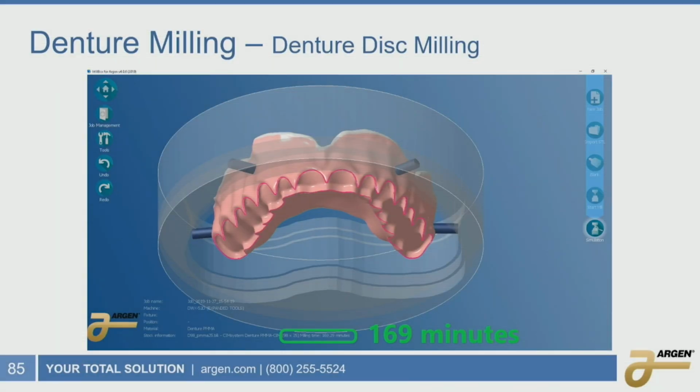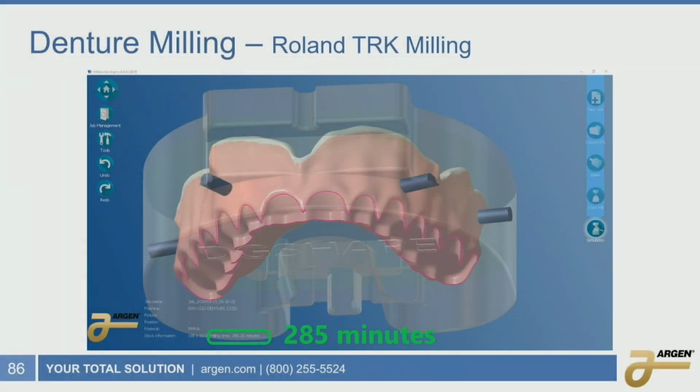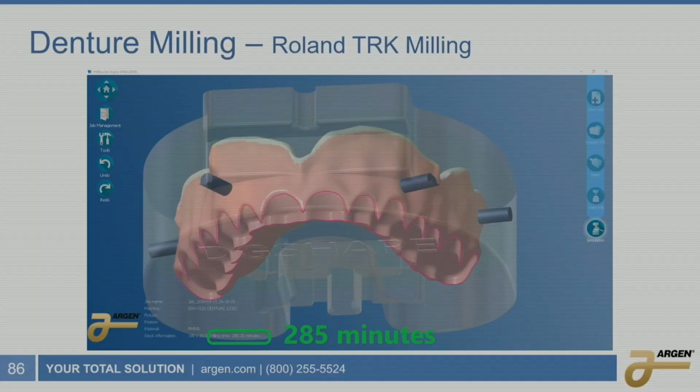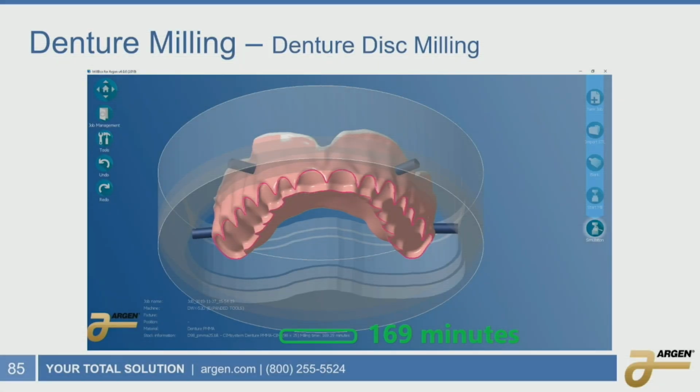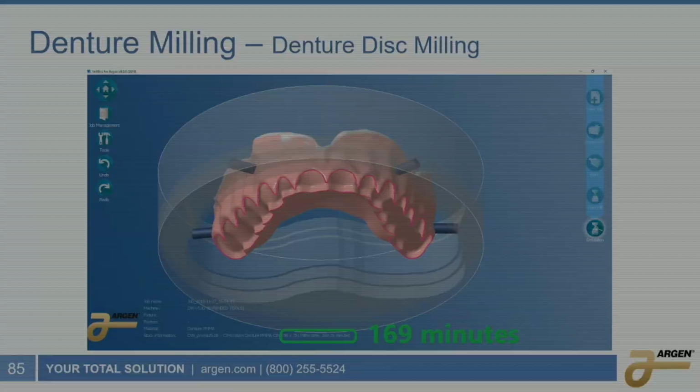And so when we take the same denture base, what we're seeing here is we're able to mill this in 169 minutes. This is using our new and improved Millbox for Argen denture strategies. And if we're doing the TRK, it's 285 minutes. So there's a huge time difference with that. I also feel like you will get a better quality prosthesis with a pressed PMMA disc.